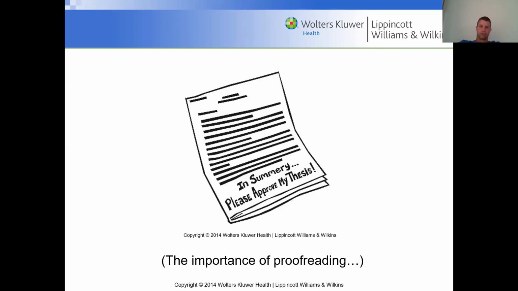Again, proofread everything before you send it off, because the last thing you want is somebody being like, this is just horrible. Absolutely not. Right?